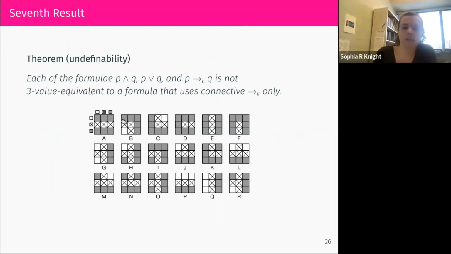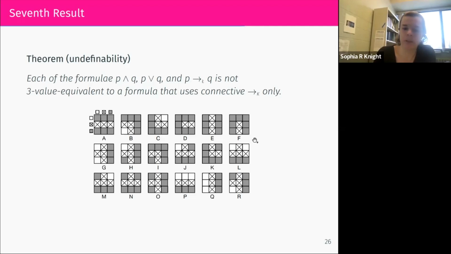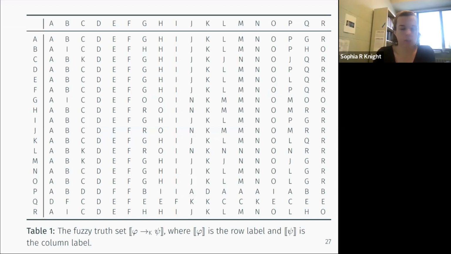And then if we look back at our truth tables for and, or, and Lukasiewicz implication, none of them show up in this closed list. So that's an immediate proof that none of those other 3 operators are definable in terms of Kleene implication. Yeah, you could do this by hand, I guess, but you wouldn't want to. We used a Python program for it. It was quick and easy.